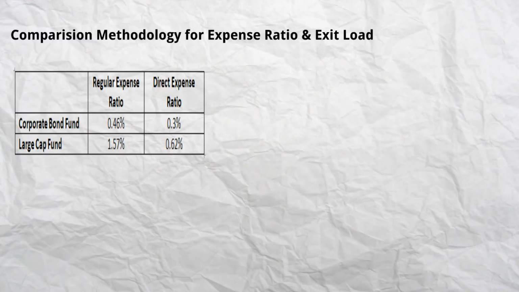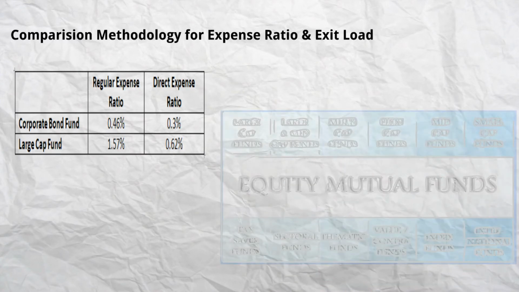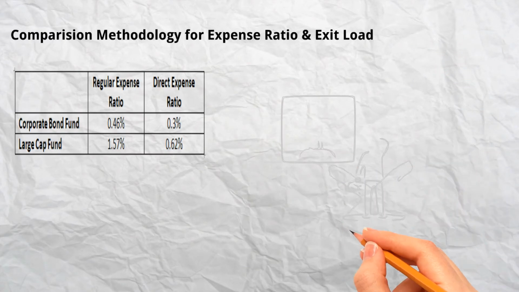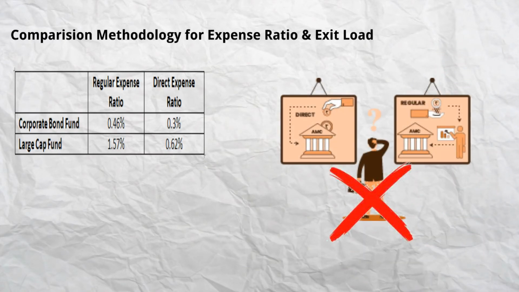Also, it's a bad idea to compare various subcategories of funds. Meaning, if we take a category as equity, under equity funds, there will be multiple subcategories such as large cap fund, multi-cap fund, small cap fund, etc. Hence, don't end up comparing the expense ratio and exit load of a small cap fund with a multi-cap fund and so on. Also, don't compare a regular fund's expense ratio with a direct fund's expense ratio.